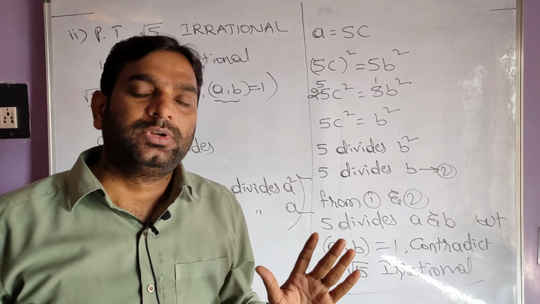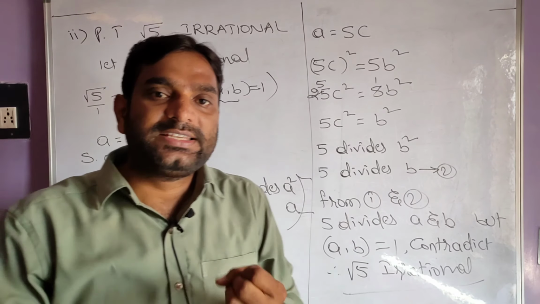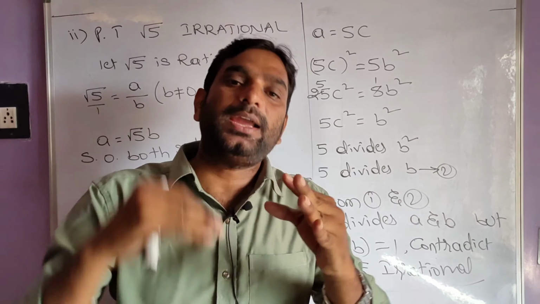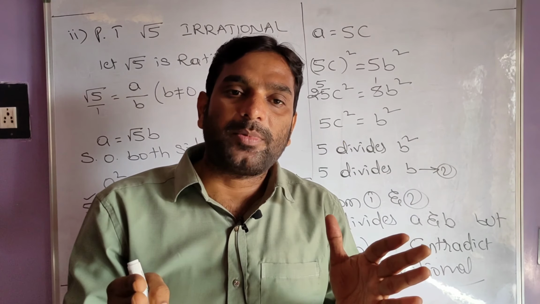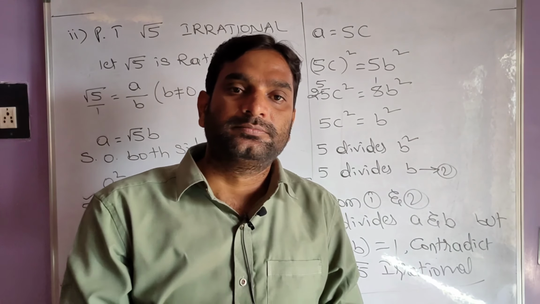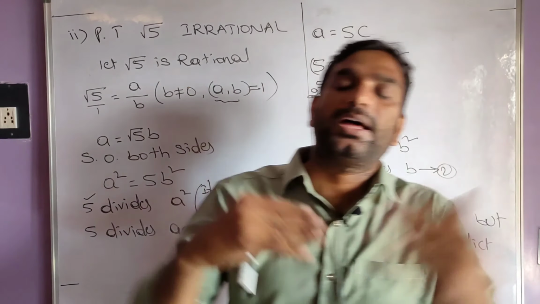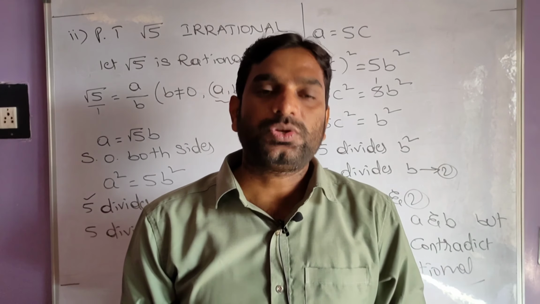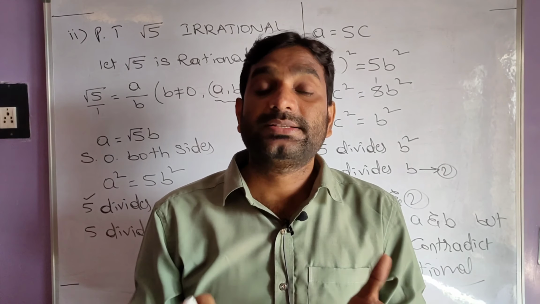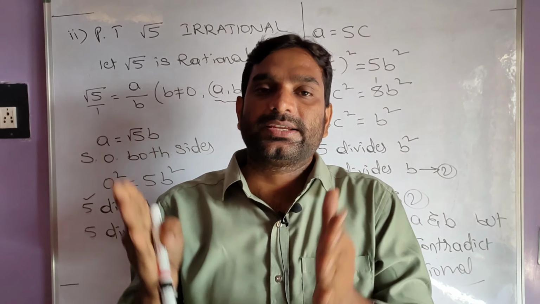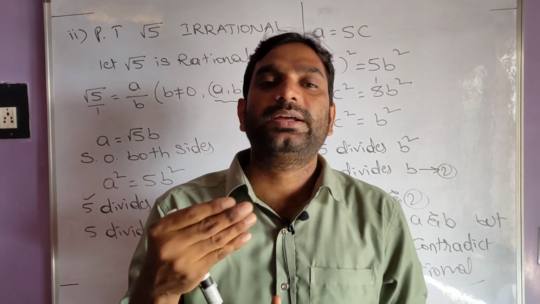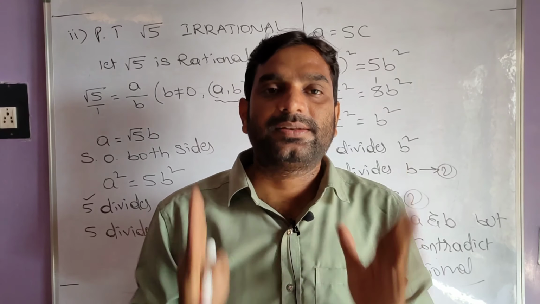Statement 2. From 1 and 2, 5 divides a, 5 divides b. Nothing but 5 divides a and b. 5 is a common factor for a and b. But a, b are coprimes. These two statements contradict each other. So our assumption is wrong. What is that? Root 5 is a rational number. That's wrong. Then what is correct? Root 5 is an irrational number.